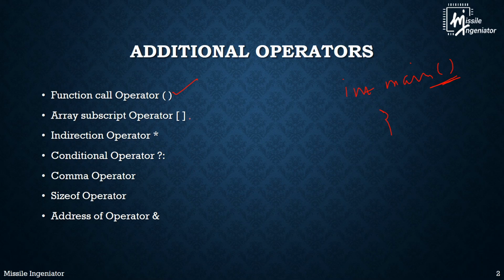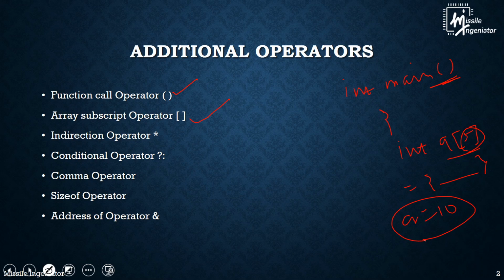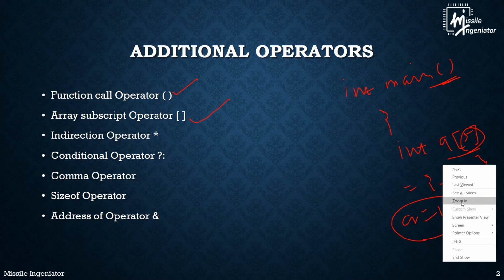The next is the array subscript operator, which is used when you declare a variable. Say I declare an integer variable a, and I give it a length of 5. Then you can store 5 values in it. If you don't use the array, then you can store only one value, say a equal to 10. So this is the array subscript operator.